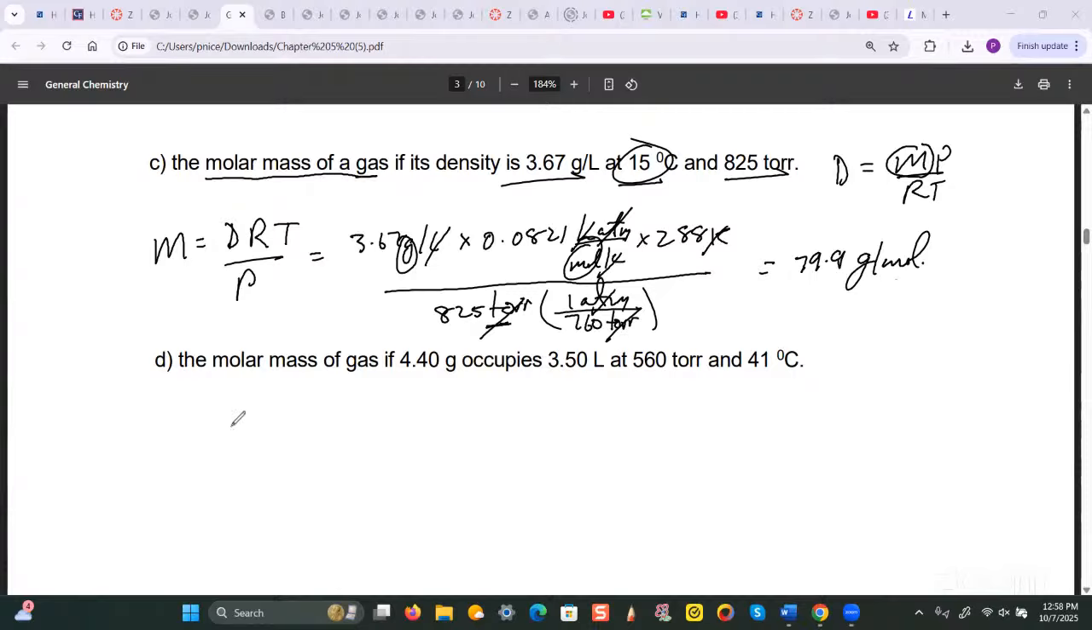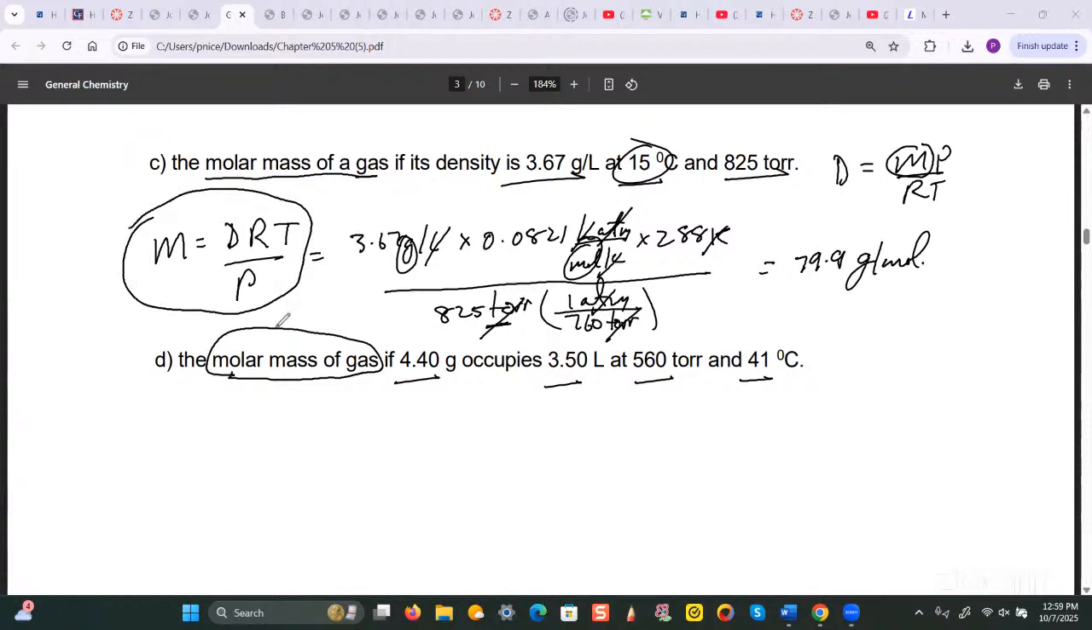Okay, let's see here. In the case of B, they're asking for the same thing, the molar mass, right? They gave you the mass, they gave you the volume, they gave you the pressure, and they gave you the temperature. So which equation would you use to get the molar mass in this case? You could use this equation here, or actually you could use this equation here.